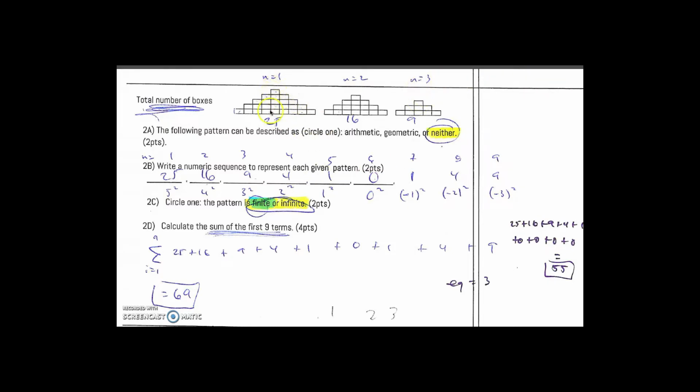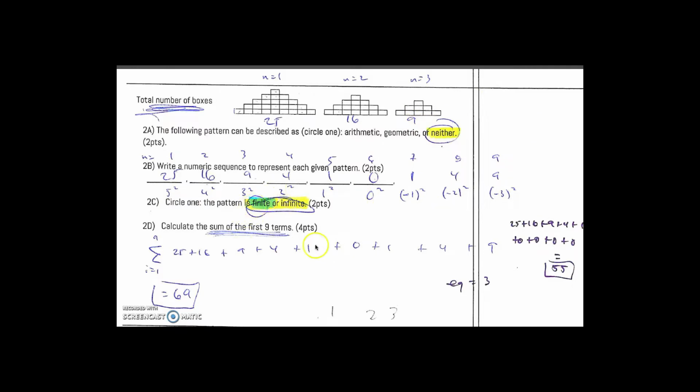But if you recognize, you take the center column and you square it, you get 25. Center column, square it, you get 16. Center column 3 gives you 9, then 2 squared, 1 squared, 0 squared. So this is our pattern there. Circle 1. The pattern is, although you think that you can use negative numbers, right? You can't have a negative column, so the answer is in blue there, finite.